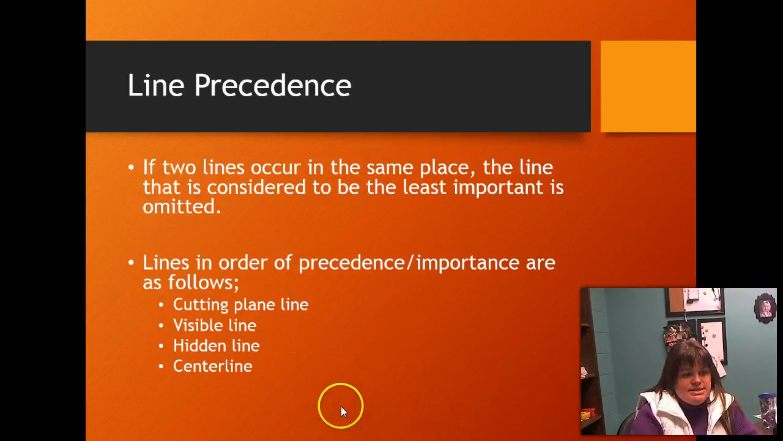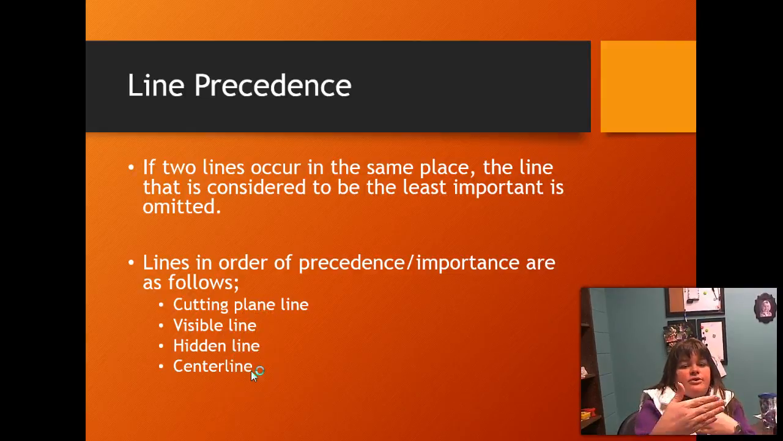The most important ones to realize are that visible lines are more important than hidden lines. So if we have a visible hole and back behind it maybe a hidden hole, we're going to show the visible hole. And then hidden lines beat center lines. So the most important is visible, then hidden, then center. So if you have one of those on top of the other, we're going to show a visible line rather than a hidden line. Or if we have a visible line and a center line lapping over top of each other, we're going to show it as the visible line.